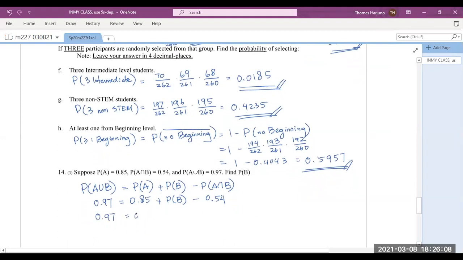So this is 0.97 equals 0.31 plus the probability of B. Subtract 0.31 from both sides. We will get 0.66. That is the probability of B.